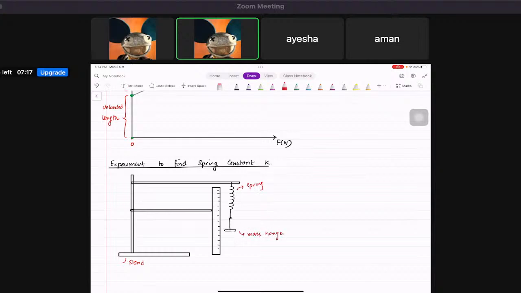You guys have done any experiments at school? Yes. Okay. So on that mass, we generally add slotted masses like this, just to increase the mass, right? Like that. And that would increase the extension as well.